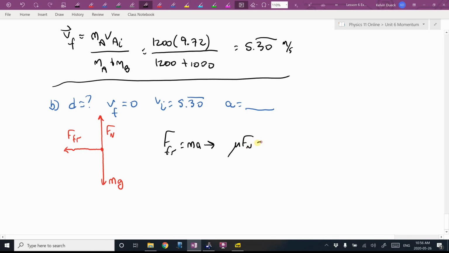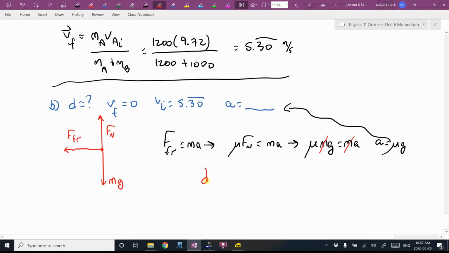Mu times the normal force equals ma. I don't know the normal force. Oh, but look. I know the force of gravity is the same size as the normal force. Mu mg equals ma. Now this m is the mass of both cars stuck together, but conveniently, they'll cancel. If I divide the m over, it'll cancel the other m, which is nice. And I can tell you that a equals mu g. That's the acceleration if an object is skidding to a stop and there's no other outside forces. So I can stick that right there.